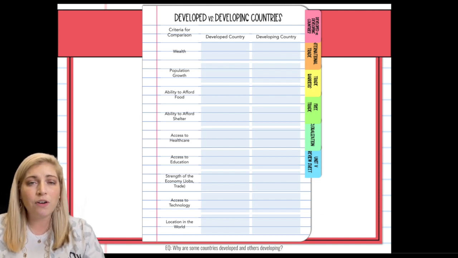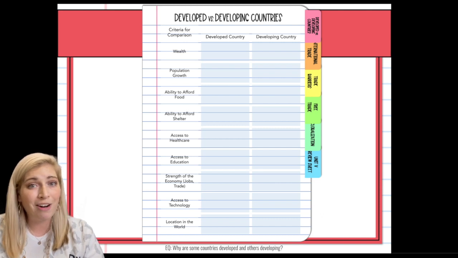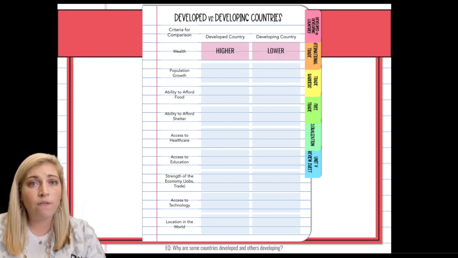Our criteria for comparison includes wealth, population growth, ability to afford food and shelter, access to healthcare, education, technology, the strength of the economy, and the location it can be found in the world. So let's go ahead and start comparing. In a developed country, there is going to be a higher wealth than there is in a developing country. So this means that GDP is growing and thriving in a developed country. In a developing country, it might just not be growing as fast.